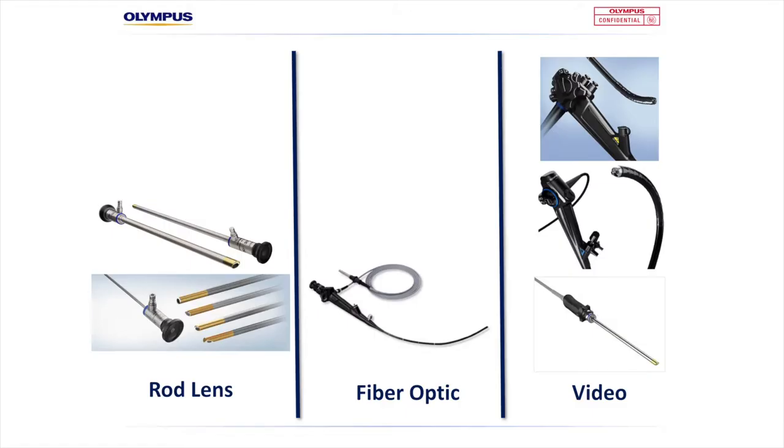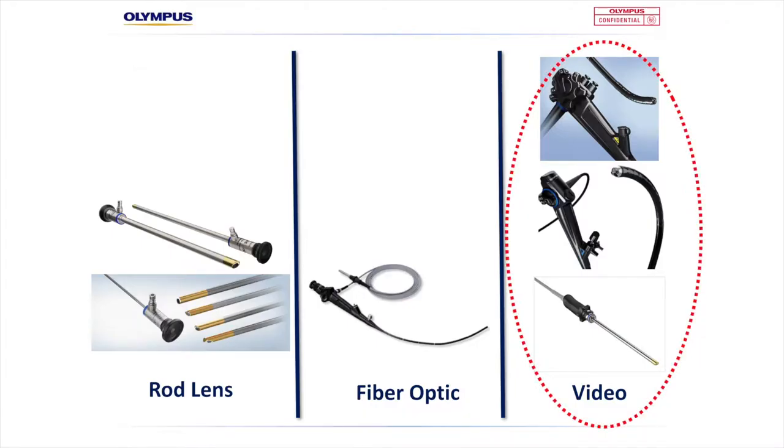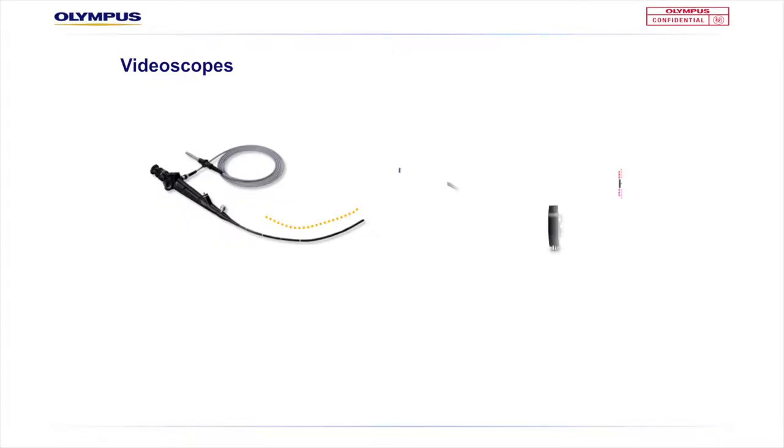But for now, let's move on to the third and final type of scope being discussed in this video, the latest technology in terms of medical scope design, the video scope. Video scopes allow us to combine favourable characteristics of both the previous types of scopes, such as the gentle flexibility and tiny diameter of a fibre scope, with the excellent image quality capabilities of a rod lens scope.